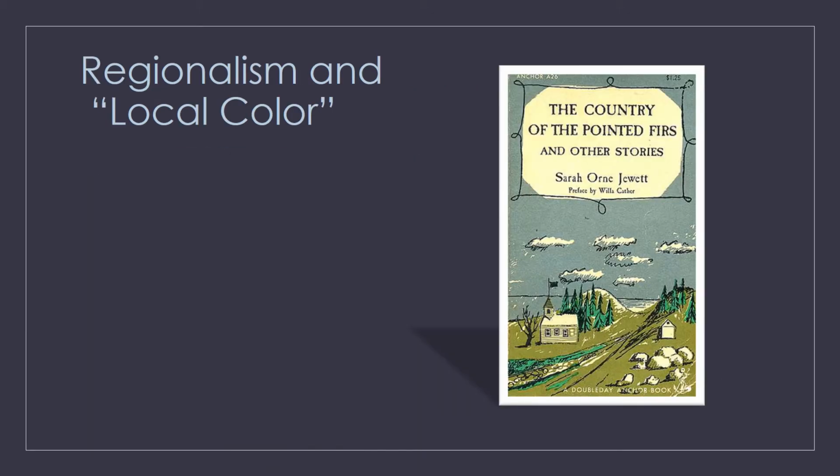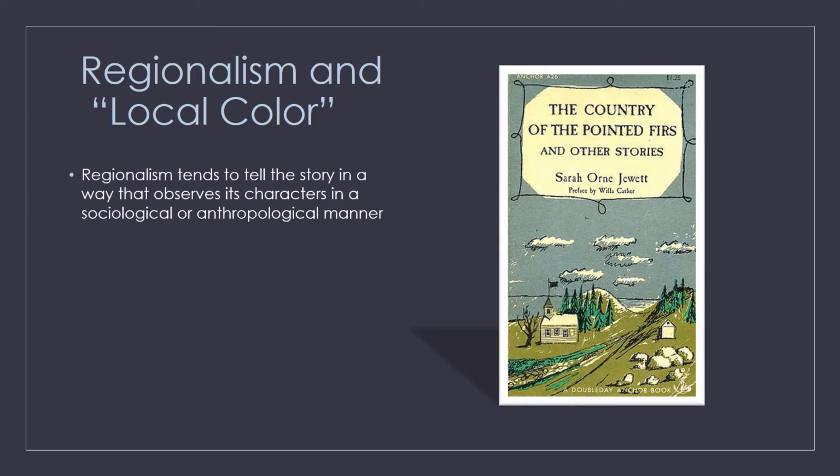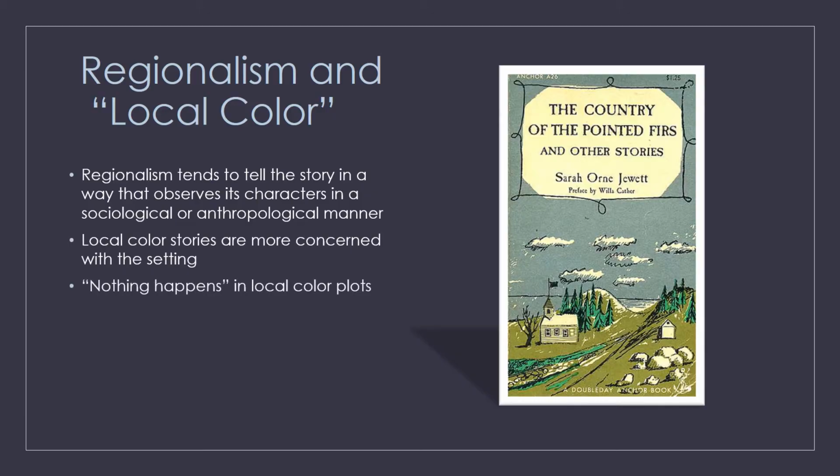Sometimes regionalism is also referred to as local color. However, other critics argue that regionalism and local color stories are separate, the main difference being that regionalism tends to tell the story in a way that observes its characters in a sociological or anthropological manner, while local color stories are more concerned with the setting. It has been said that nothing happens as far as plot goes in local color stories. Instead, we get lots of storytelling that revolves around the community and its rituals. Sarah Orne Jewett serves as a great example of a local colorist.